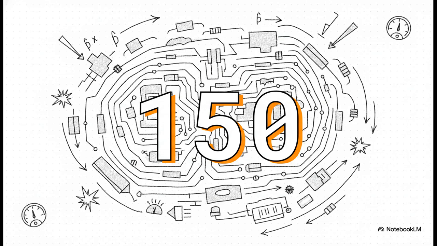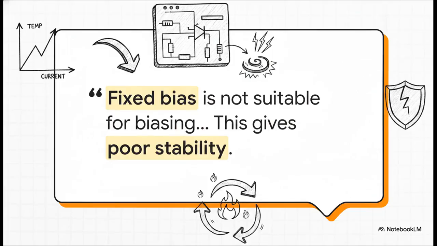What is beta typically? Well, according to our source material, the standard beta values for these common transistors range anywhere from 100 to 150. Yeah, that is not a small number. Remember our golden rule for circuit design: S must be minimized. But if S equals 1 plus beta, and beta is, say, 150, our stability factor is 151.